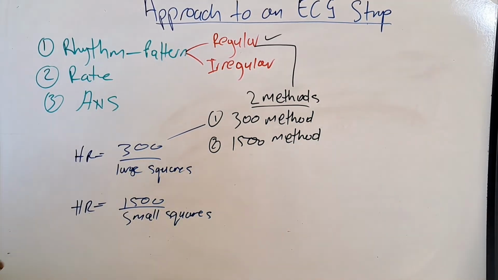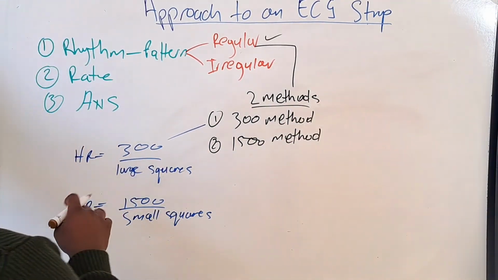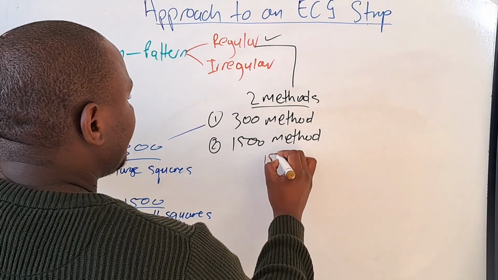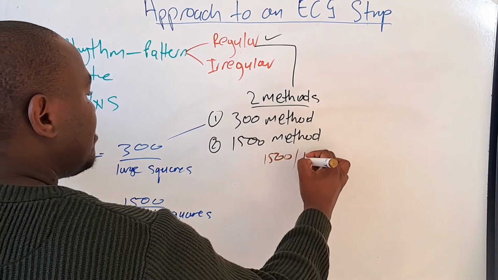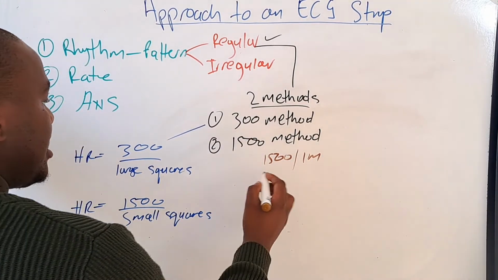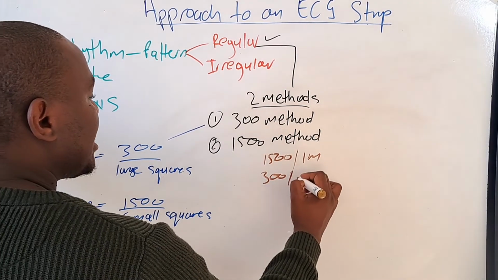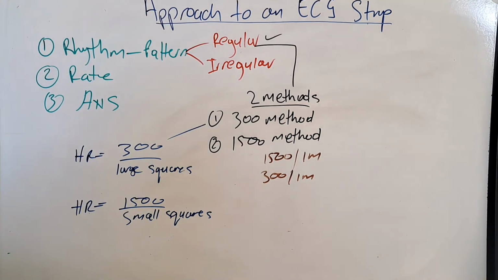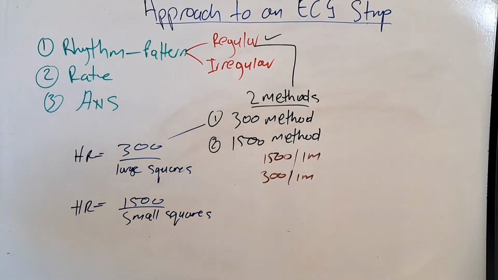So guys, I'm just trying to explain now the 300 and the 1500. It was discovered that 1500 small boxes are equal to a minute on an ECG, and the large ones, 300 of them make up a minute on an ECG. That's why the 300 is standard, the 1500 is standard. Just need to memorize that.